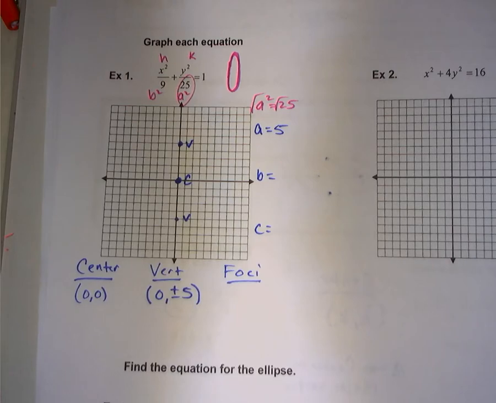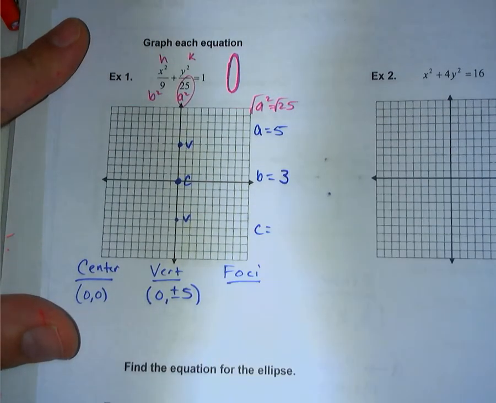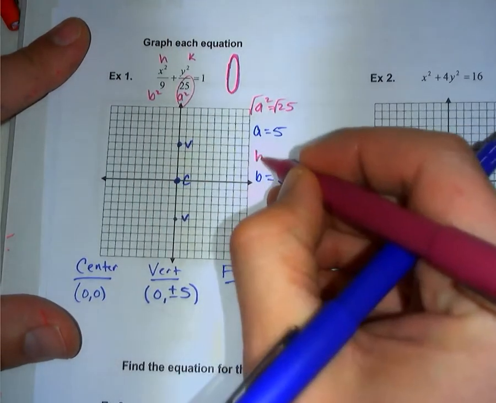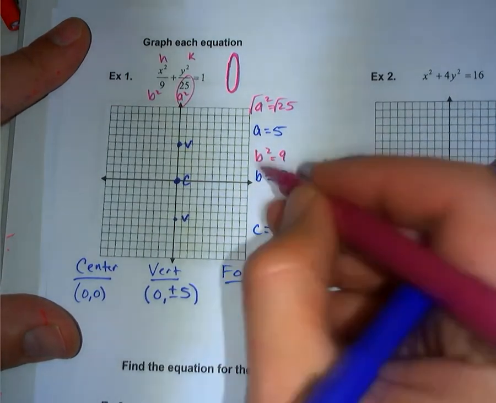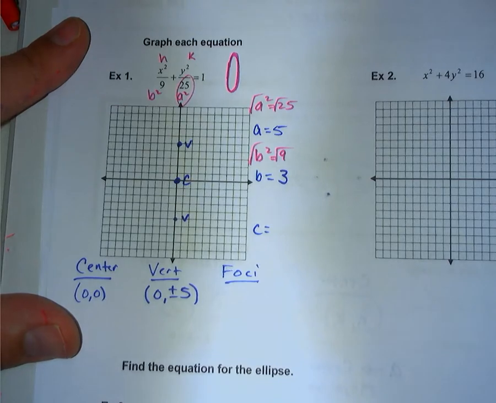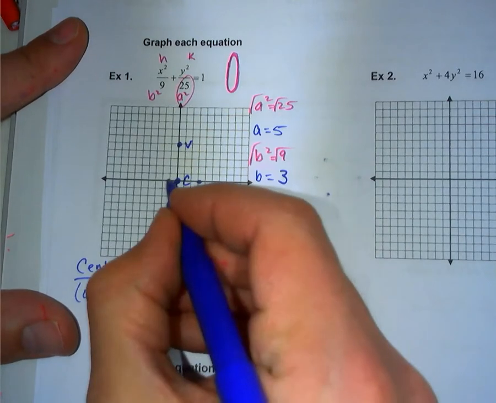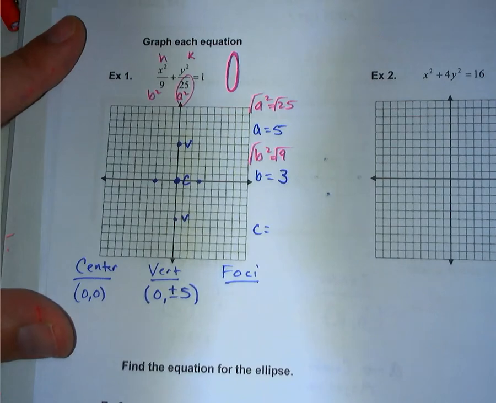Do the same thing for B. What do you guys get for B? 3. You guys get 3. And again, that goes back to this idea. Take B squared. I'll show the work here for notes. B squared is equal to 9, so I square root it. So that's how we get 3. It's underneath the X, so I'm going to go left and right 3. 1, 2, 3. 1, 2, 3. So far, so good.